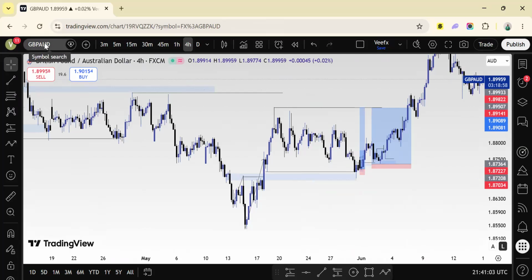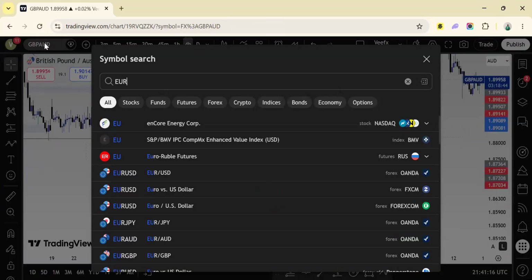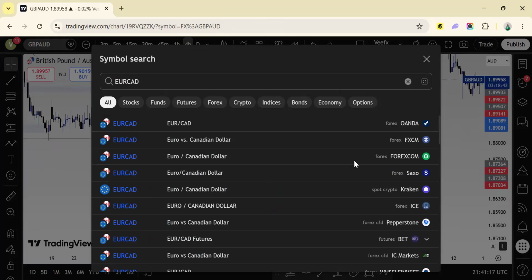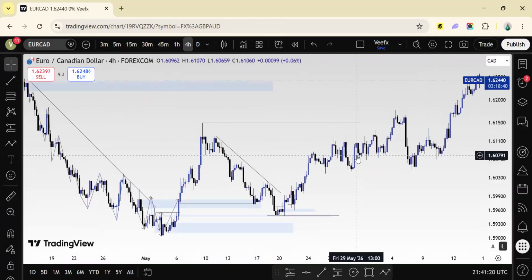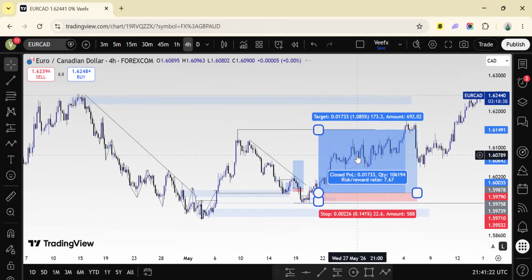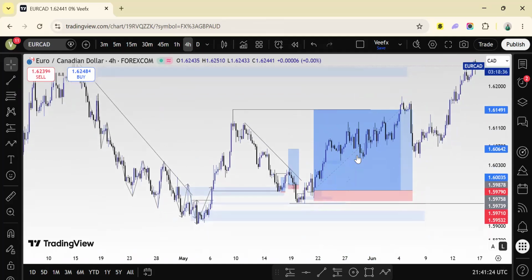Same thing for which other trade? Trying to think of my previous trades that I've taken. Which other trade? Eurocad. I remember I did an analysis on Eurocad. Yeah, so this was my analysis on Eurocad, right? This was also a full take profit.